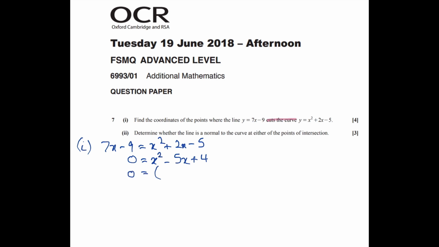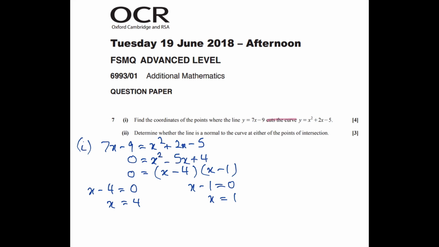So we get 2 linear factors, x minus 4 and x minus 1. Because minus 4 times minus 1 equals 4, and minus 4 plus minus 1 equals minus 5. Okay, and let's set each bracket equal to 0. So we get x equals 4, and x minus 1 equals 0, therefore x equals 1.